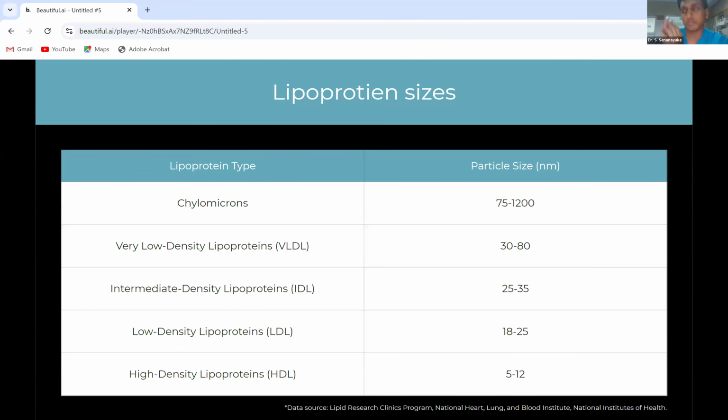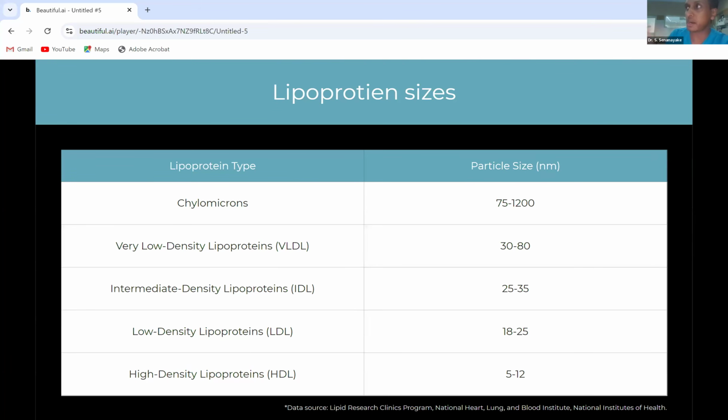So basically you need to know a bit about the sizes of these lipoproteins. Chylomicrons are basically the largest particles. They range from about 75 to 1,200 nanometers.